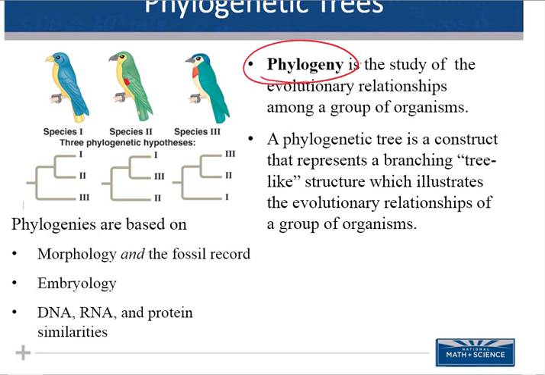So how do we draw them? How do we determine which species is more closely related to which? We use evidence like morphology, which just means structure. We use the fossil record to see which species arose first. We use embryology, studying how the embryos develop. But the best evidence by far that we can use is in the molecules of life itself.